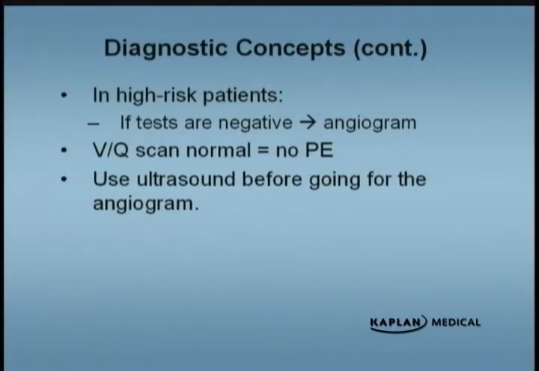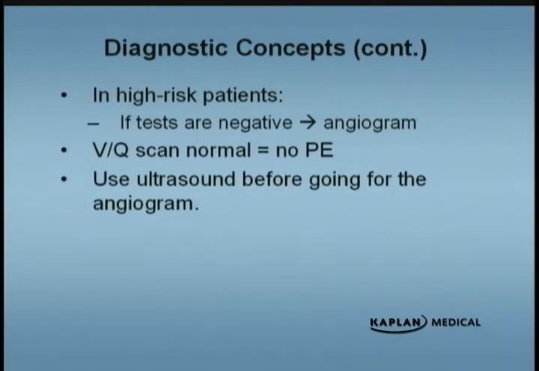The patients that are high risk, that have a lot of predisposing conditions, you have to go one step further, with an ultrasound after a spiral CT and maybe the angiogram. Please be careful in high-risk patients. Here it is. So in high-risk patients, if the tests are negative, it's a low probability VQ scan, it's a negative spiral CT, even if it's a negative Doppler ultrasound, go to the angiogram because this will tell you 100% what the story is before you send that patient home.